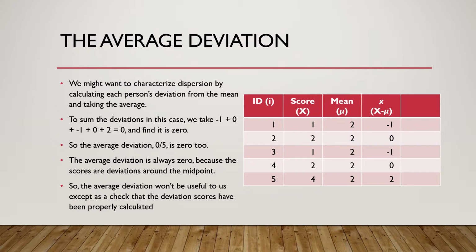Well, another way to characterize the dispersion might be to calculate an average deviation. That is, we could look at the column with our deviations, the -1, the 0, the -1, the 0, and the 2, and we could figure out, what is the average deviation? I've done the work to the left, and you can see that the numbers sum to 0, so the average deviation is 0 also. And this is always the case because the scores are deviations around the midpoint. So the average deviation isn't going to get us very far.